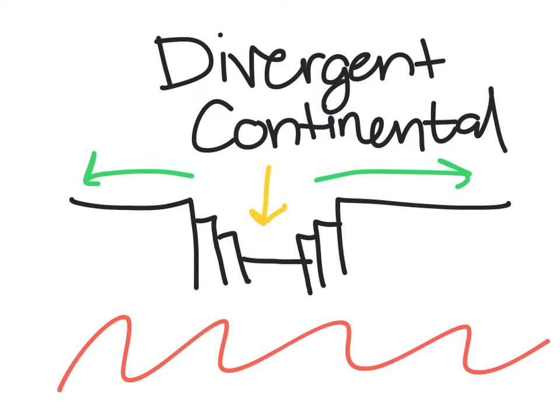So as the crust widens and thins, the valleys are going to start forming, and around the area, volcanoes could start forming here as well.